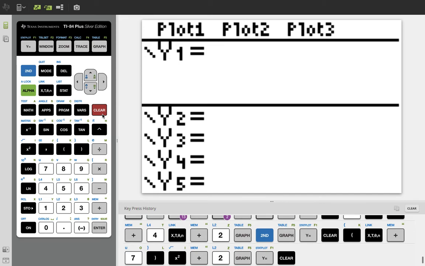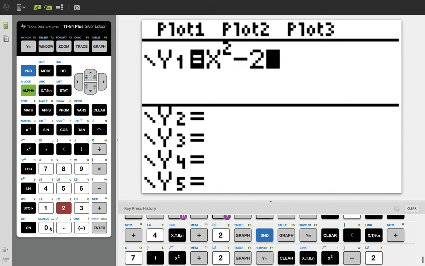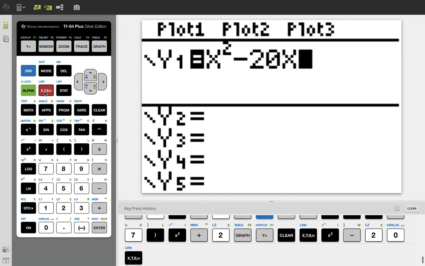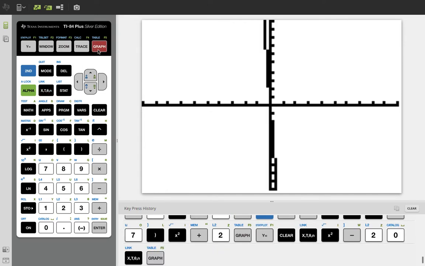So let's type in example 1a. This says x squared minus 20x. And this is, again, from section 8.2, completing the square. So I'm going to hit graph. Notice that I get this weird thing. I don't even know what's happening here, but I know it's a parabola.